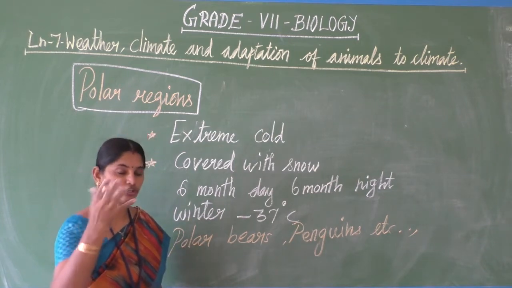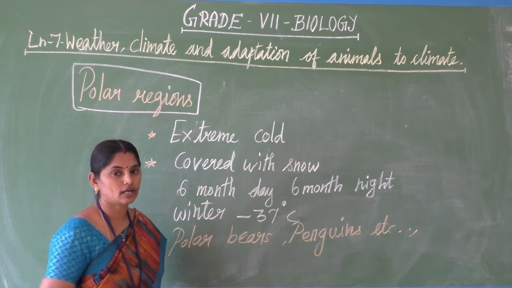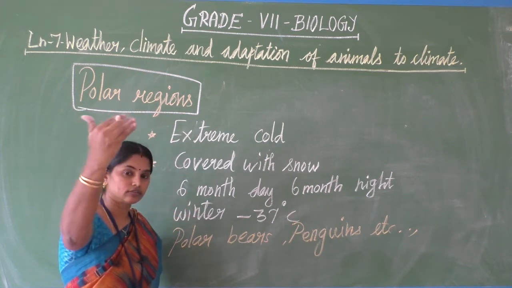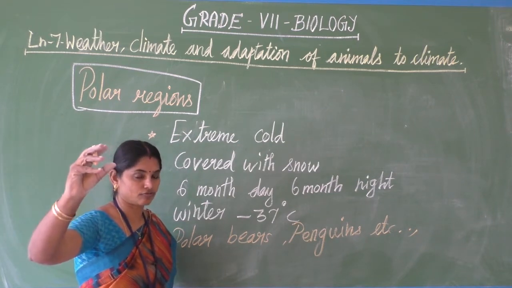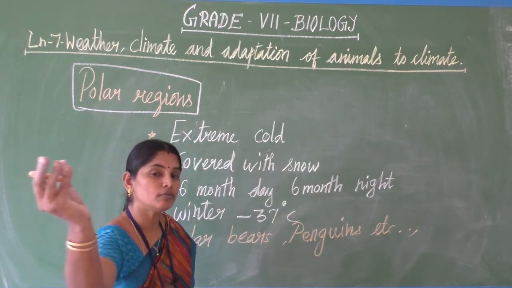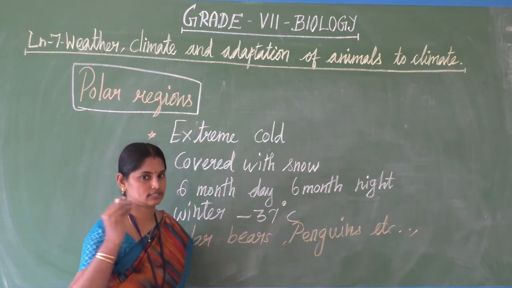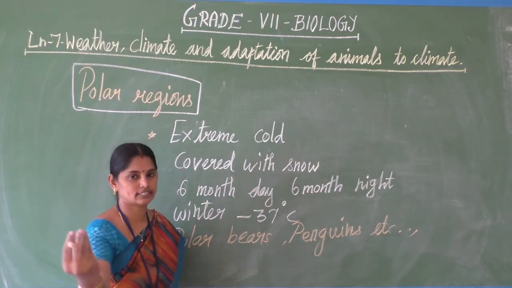The polar region, you know the location of the poles on the earth. For 6 months, you imagine the sun is in the center of the solar system. We are on earth, we move around the sun, that we call revolution, isn't it?